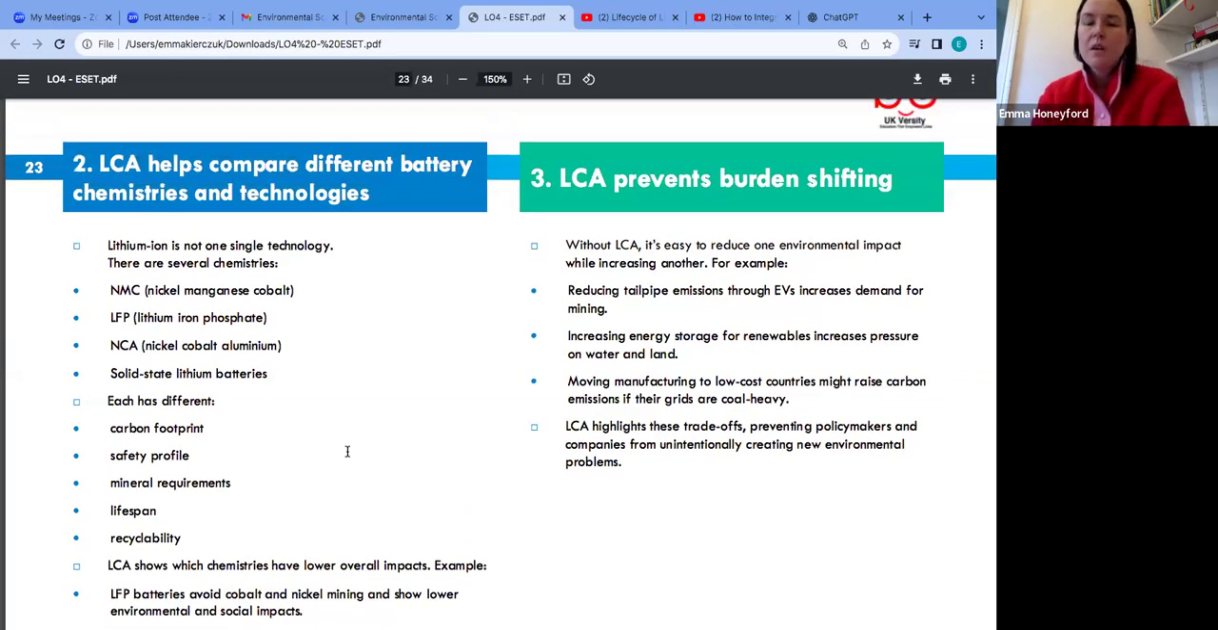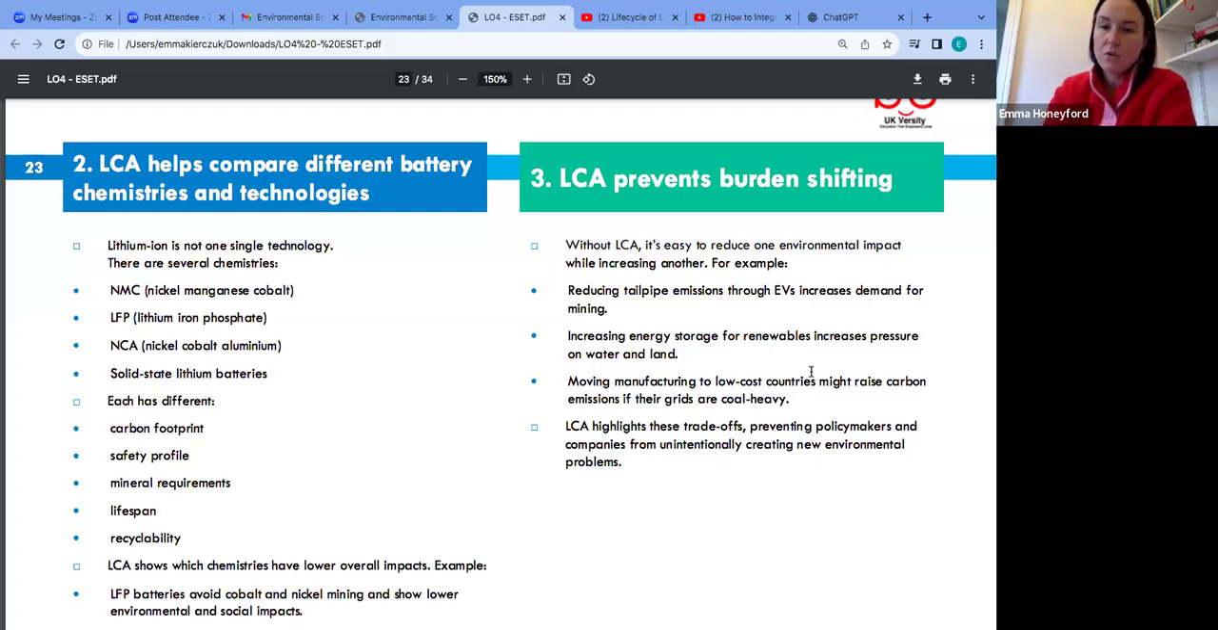Okay, so the life cycle analysis prevents burden shifting. Without life cycle analysis, it's easy to reduce one environmental impact while increasing another. So, for example, reducing tailpipe emissions through EVs increases demand for mining. So basically, it's a trade-off and a swap of one environmental problem to another. By using LCA as a methodology, we can quantify how much energy is used when we look at those different energy scenarios.